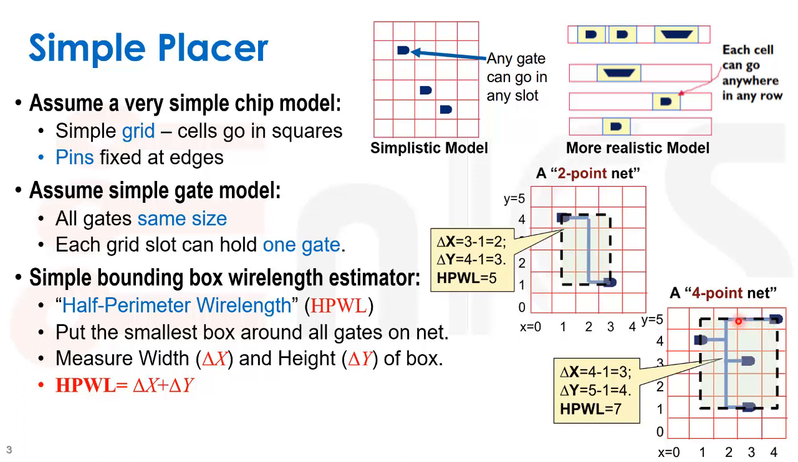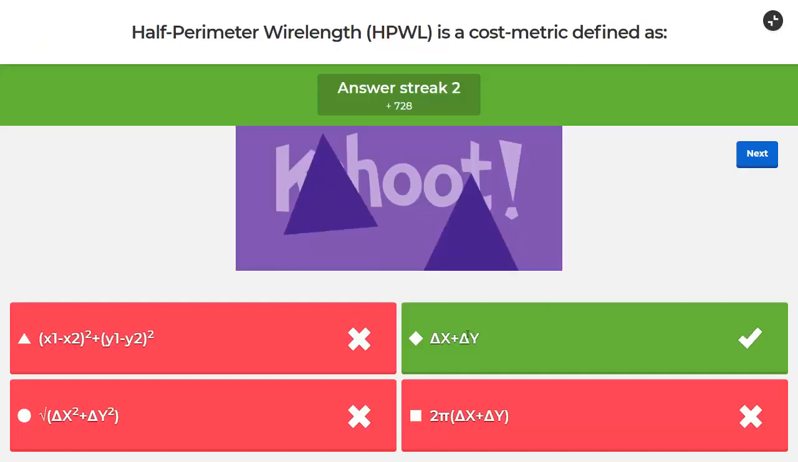And half perimeter, well, the perimeter of this rectangle is just going to be the size of the x edge plus the size of the y edge, times 2, right? 2 x edges and 2 y edges. The 2 is just a constant in our optimization, so there's no reason to multiply it by 2. So we just take half of the perimeter, and that's where we get half perimeter wire length. So, of course, our answer is going to be delta x plus delta y.